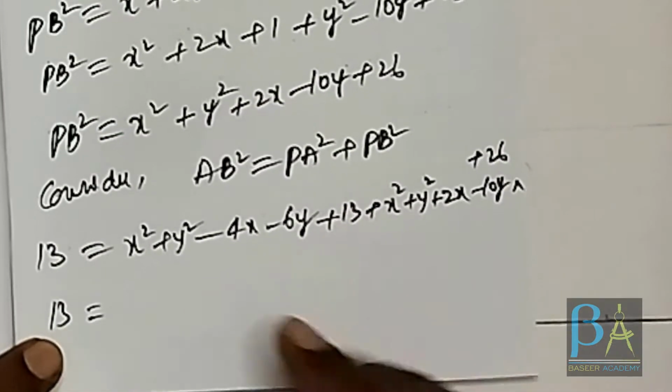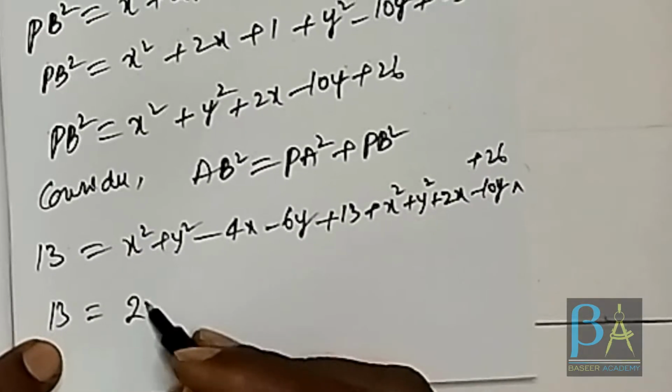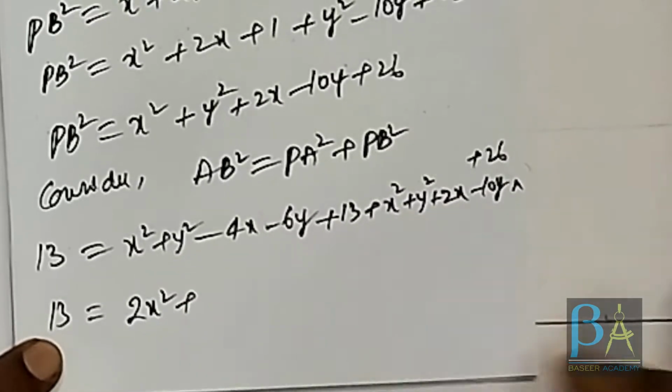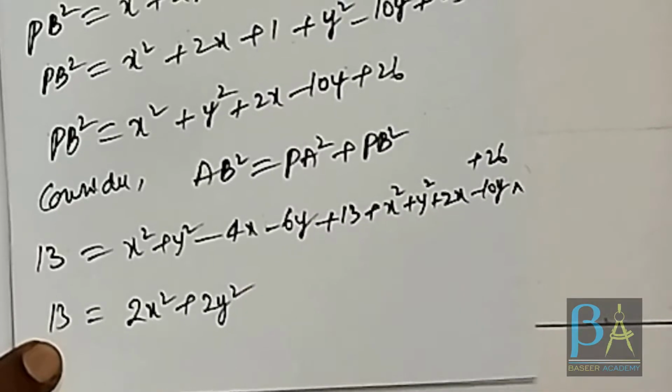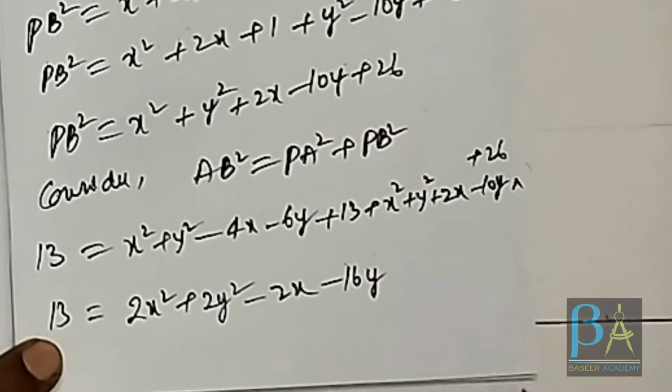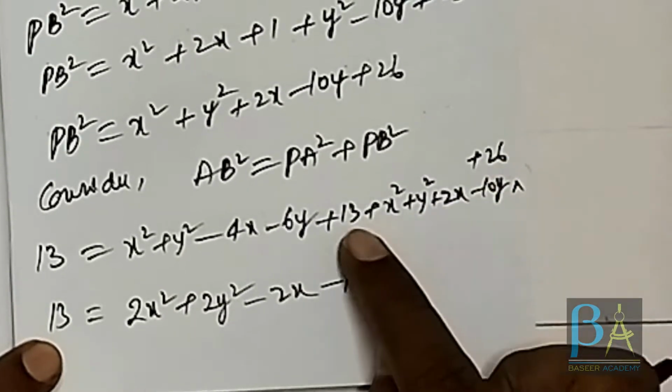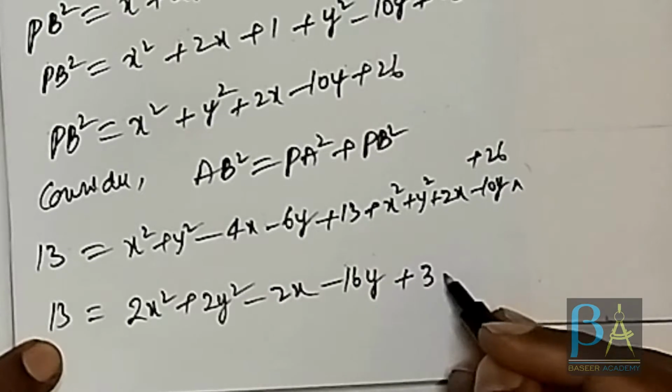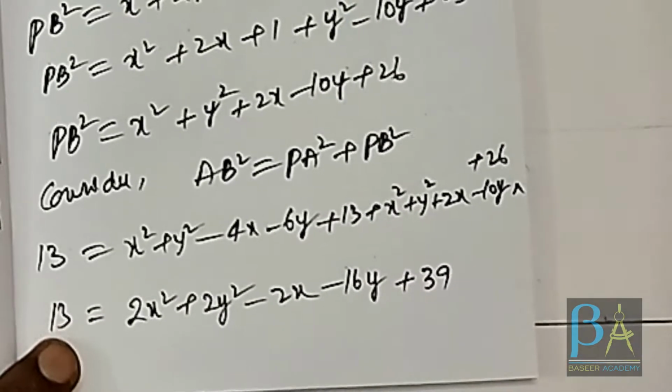So 13 is equal to x square plus x square, that gives us 2x square, y square plus y square, that gives us 2y square, minus 4x plus 2x is minus 2x, minus 6y minus 10y is minus 16y, 26 plus 13, that gives us 39.